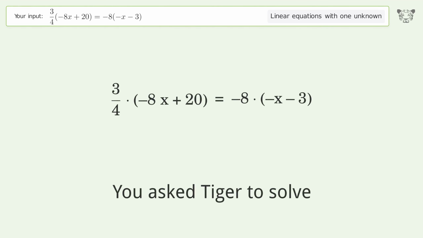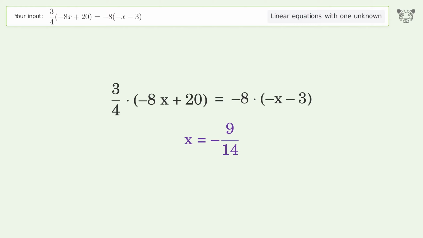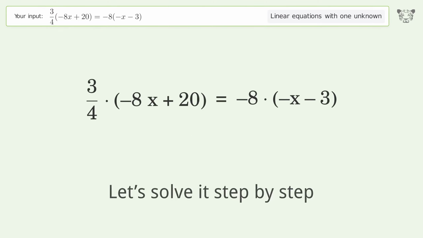You ask Tiger to solve. This deals with linear equations with one unknown. The final result is x equals -9/14. Let's solve it step by step.